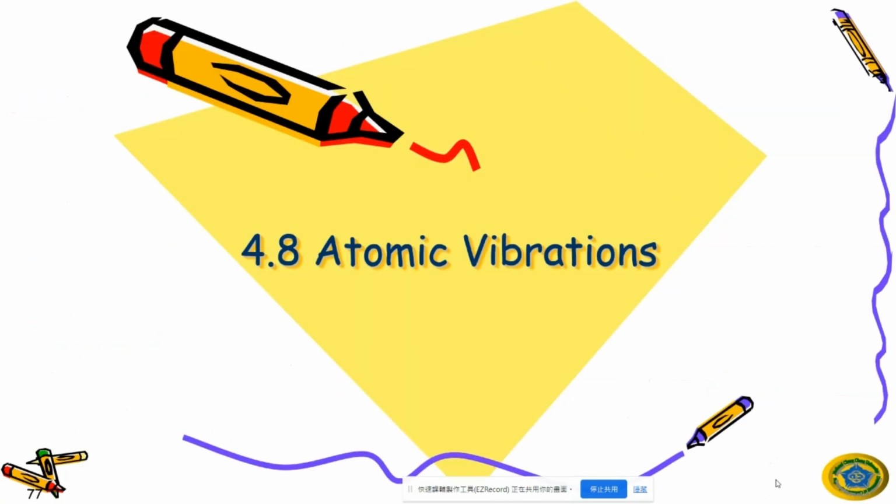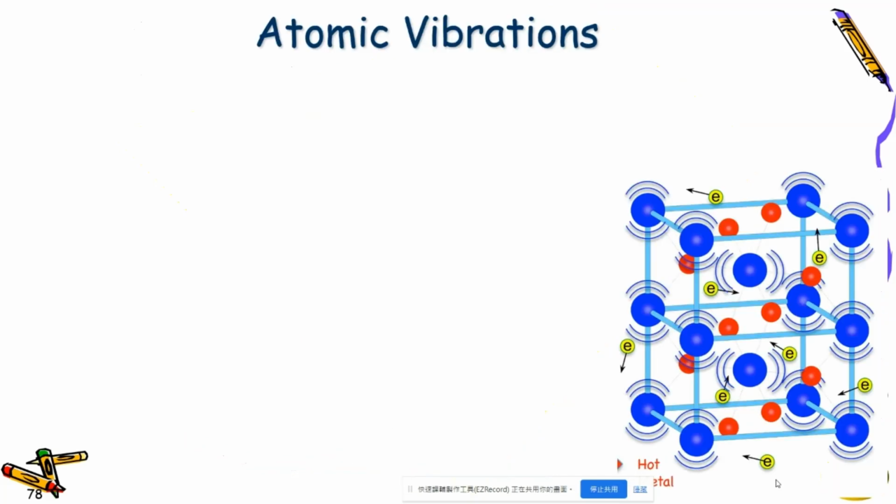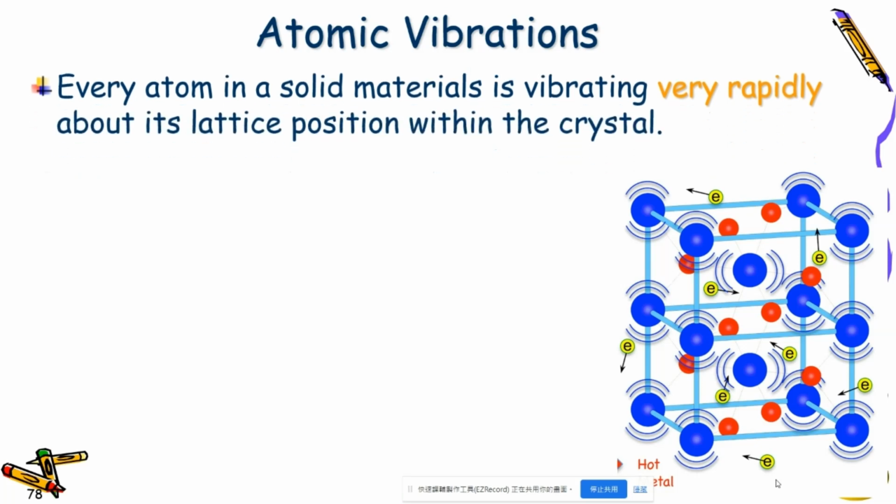And today, we will talk about section 4.8, atomic vibrations. Atomic vibrations is also a defect, but it's not really what we think is very bad or very good. Why? Because every atom in the solid material is vibrating very rapidly about its lattice position within the crystal.